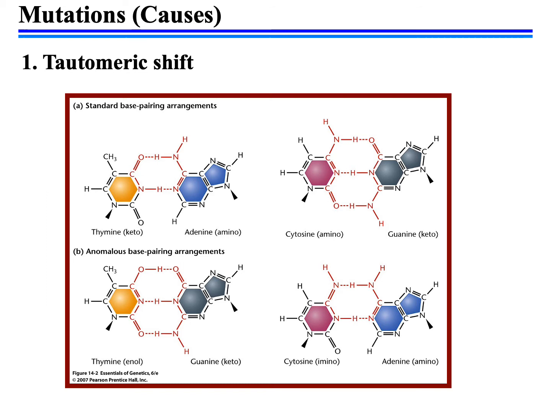And a similar example can be seen on the right with cytosine undergoing the tautomeric shift, allowing now for 2 hydrogen bonds to form, which then allows it to base pair with adenine rather than guanine.